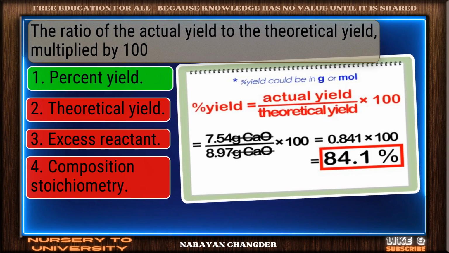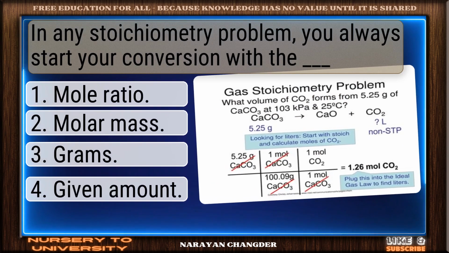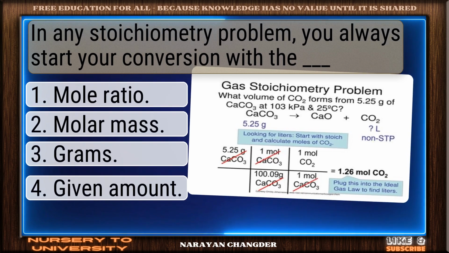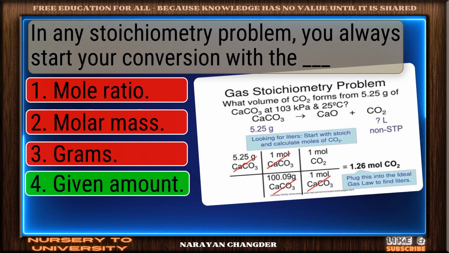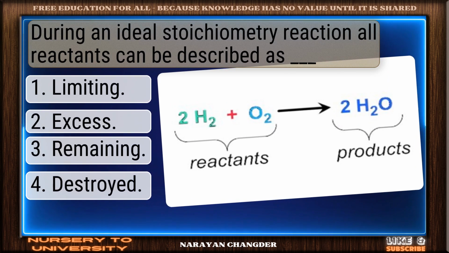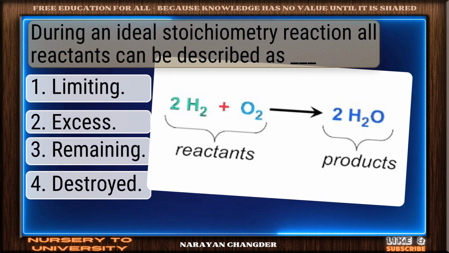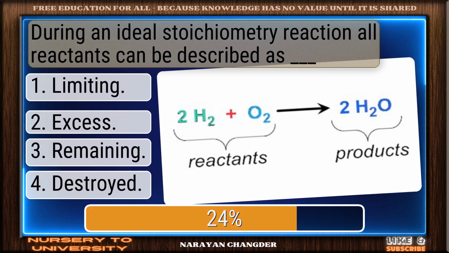Percent yield, great work. In any stoichiometry problem, you always start your conversion with the dash. Yes, given amount is right. During an ideal stoichiometry reaction, all reactants can be described as dash.